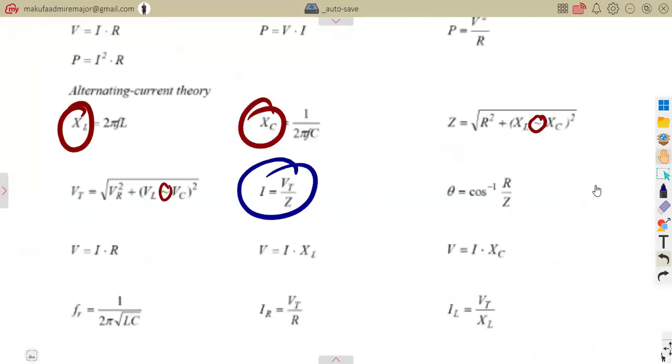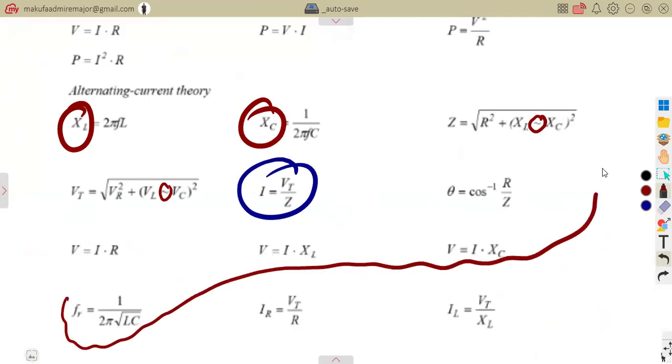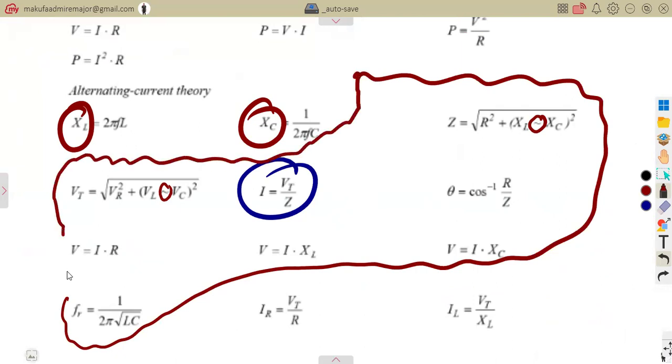If you consider this part of your formula sheet here, it answers everything about our series circuits. The XL and XC can be for both reactances, but these are the major formulas for series. If you check here, there's theta, which is equal to arc cos R over Z. Arc cos R over Z. With this one, you're not going to go wrong, guys.